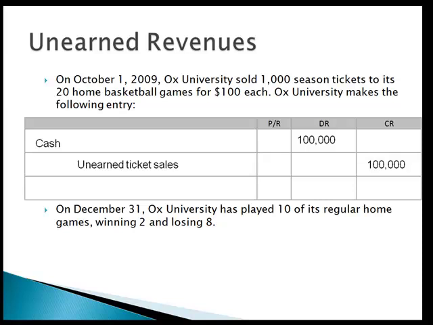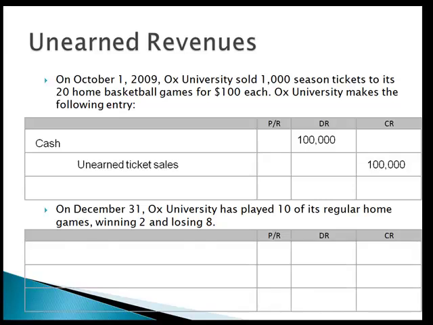But now on December 31st, Ox University realized that it played 10 of its regular home games, winning 2 and losing 8. Okay, so now we need to record the adjusting entry. Between October 1st and December 31st, we played 10 games. We played half those games. Remember, it was for 20 games. We played half of them. So now we get to record revenue for half of those games. So we know we need to record revenue, and revenue is always recorded on the right. Revenue, credit.